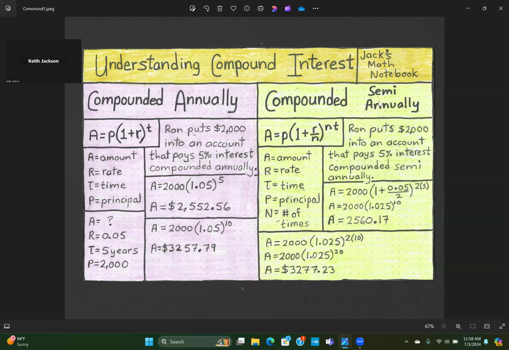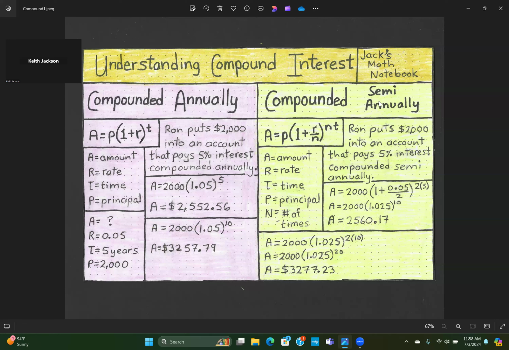And so let's go ahead and apply that to 10 years, just like we did here, and we're going to see the difference. Now our new amount is going to equal 2,000 times 1.025, raised to the 2 times 10. And that would be raised to the 20th power. When you plug that into your calculator, you will get 2,000 times 1.025 raised to the 20th power, and your answer is going to be $3,277.23.